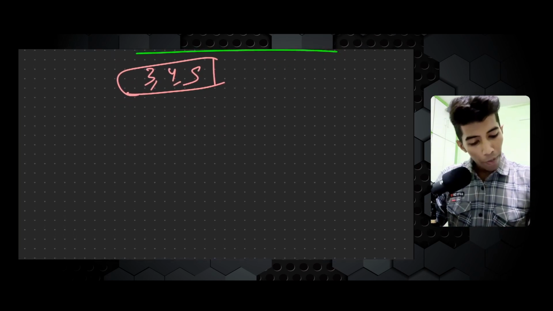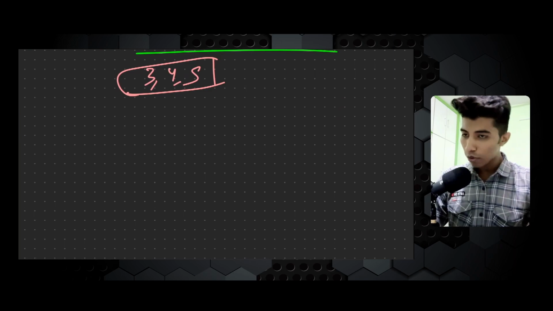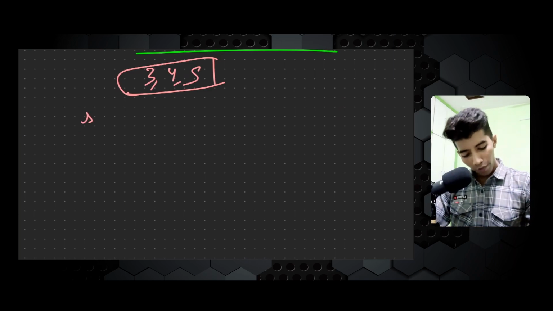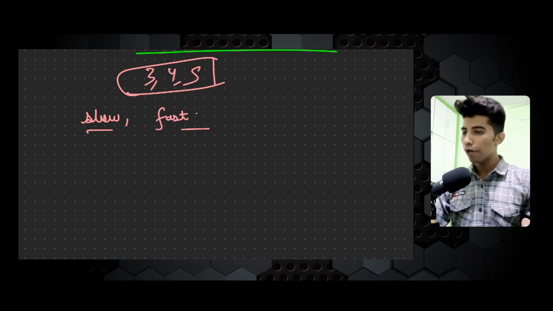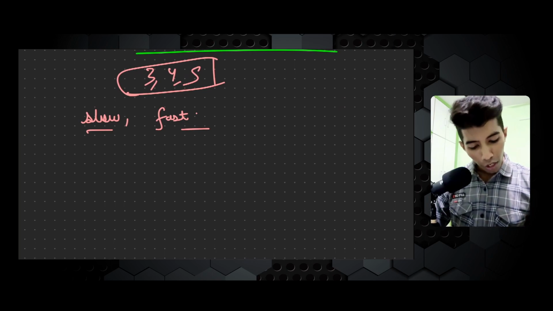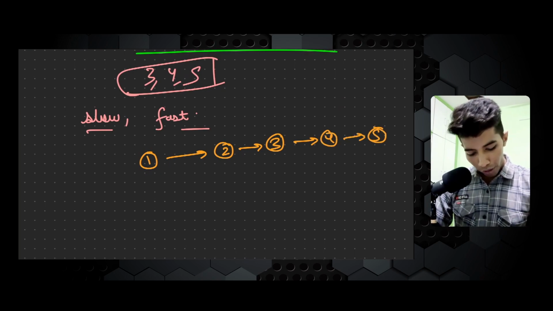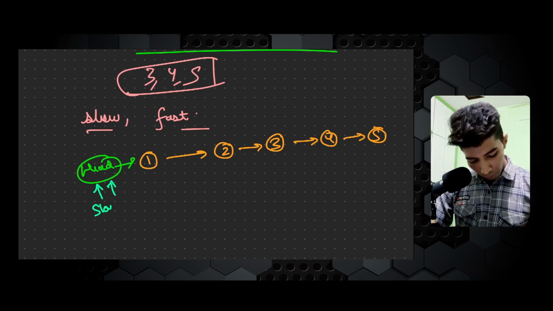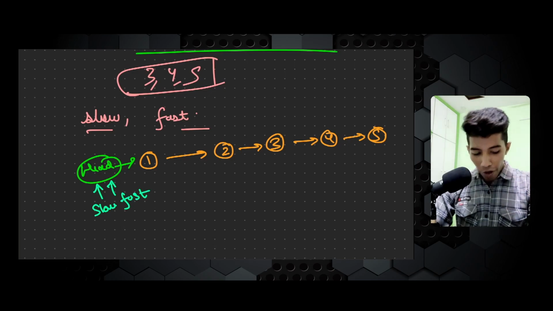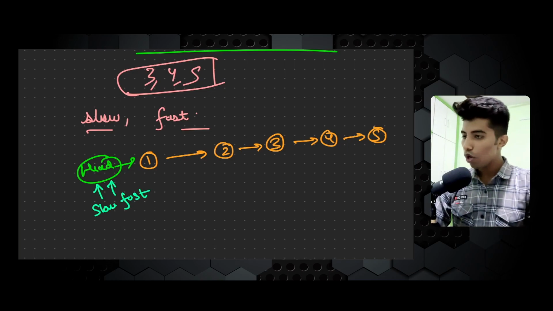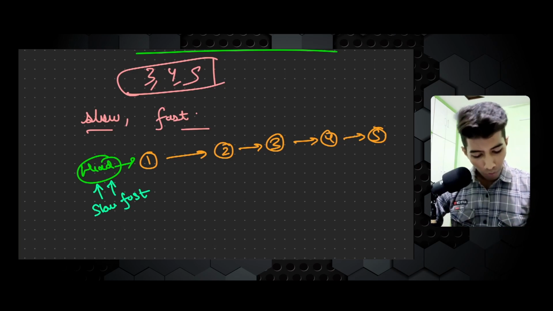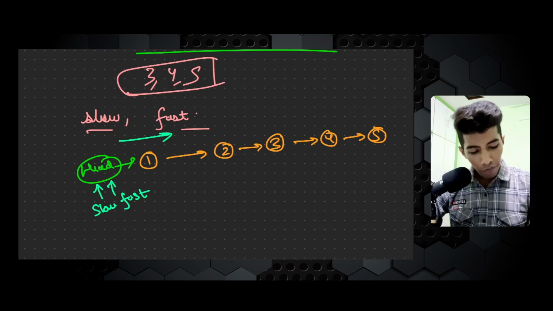So for that, how will you implement it? You will take 2 things over here: one slow pointer and one fast pointer. Let's see how this approach actually looks like. So let me take a linked list, 1, 2, 3, 4, 5. This is my head, and here my slow is also here and my fast is also here. Now how will we find it? We will go on till we reach the None.